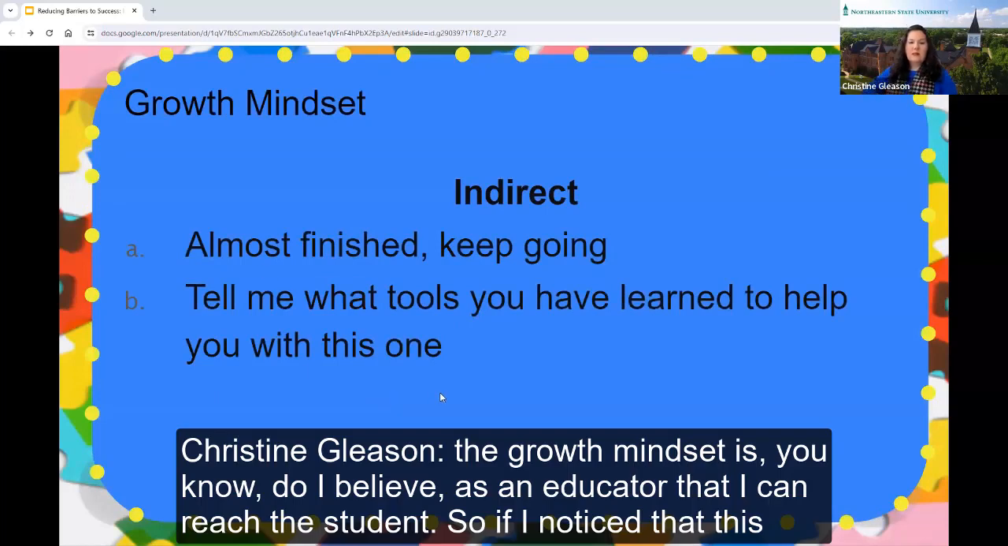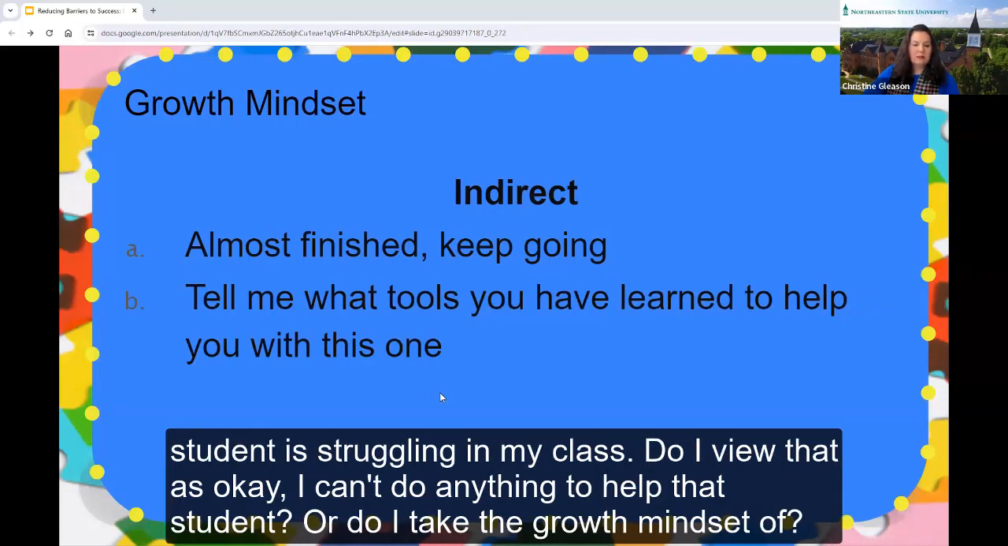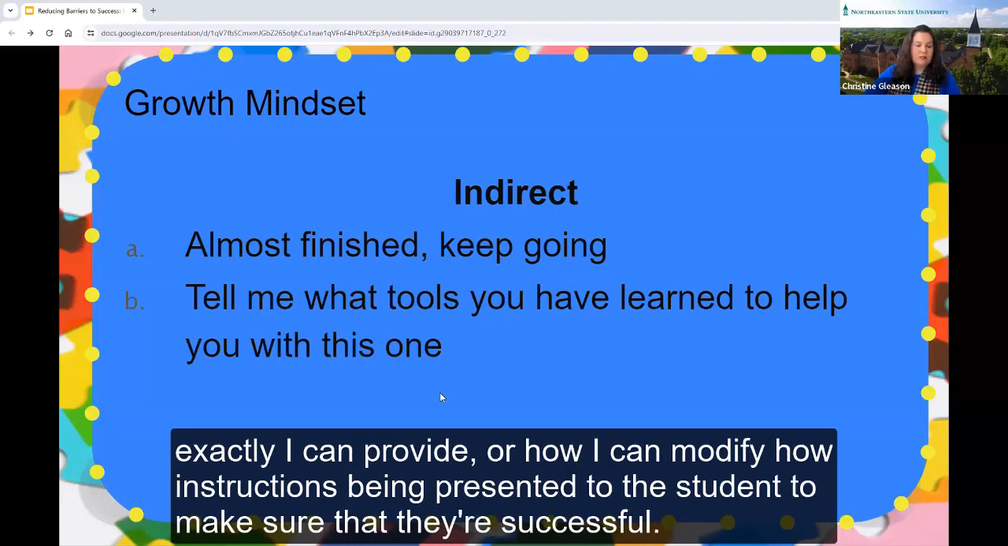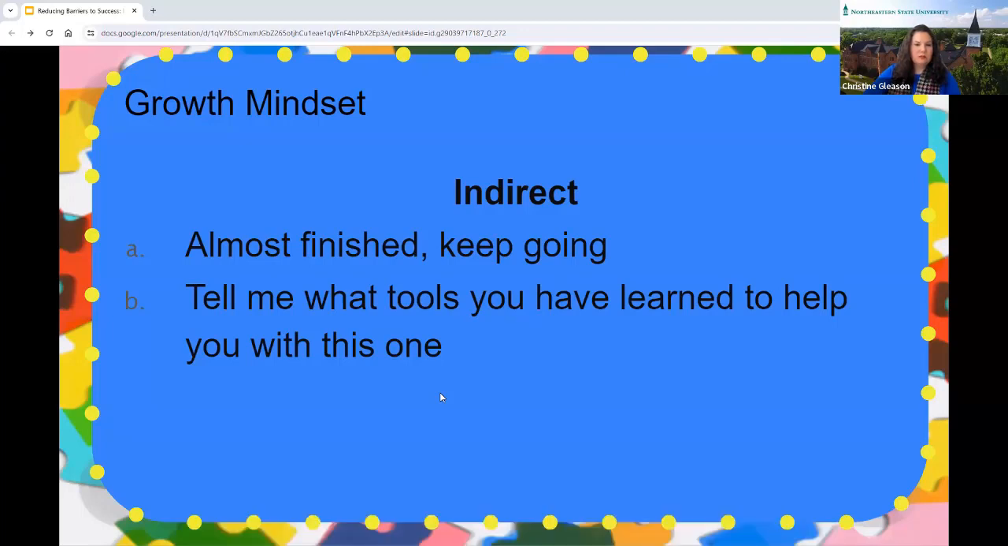The growth mindset is, do I believe as an educator that I can reach the student? So if I notice that a student is struggling in my class, do I view that as, okay, I can't do anything to help that student? Or do I take the growth mindset of, I know this student can learn. I know the student has what they need to be successful. It's just my job to figure out what exactly I can provide or how I can modify how instruction is being presented to the student to make sure that they're successful.